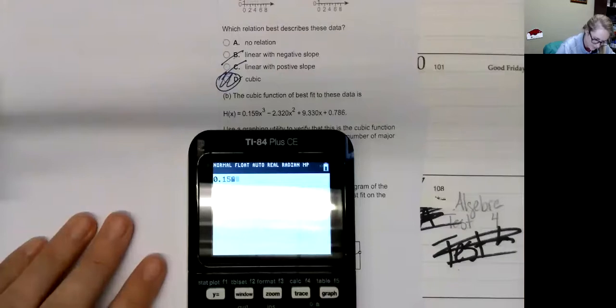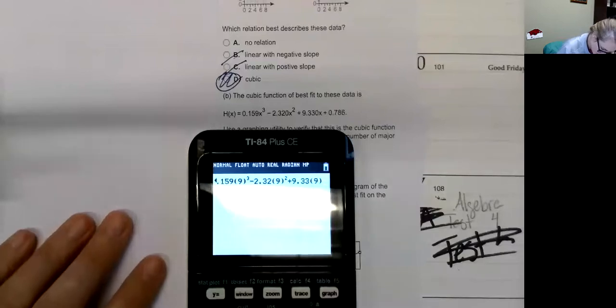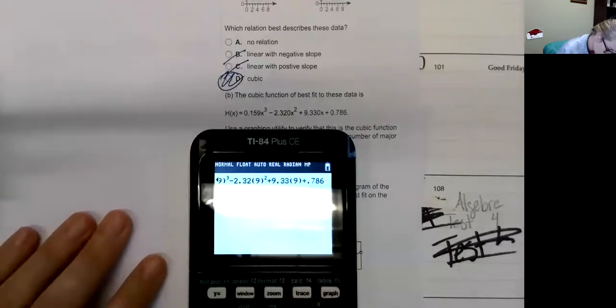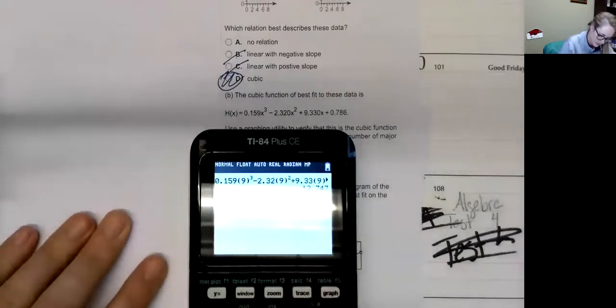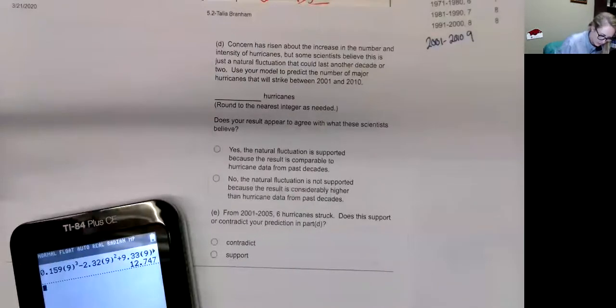0.159 times 9 cubed, subtract 2.32 times 9 squared, plus 9.33 times 9 plus 0.786 equals, and they tell us to round it to the nearest integer, so 12.747 would round up to 13.